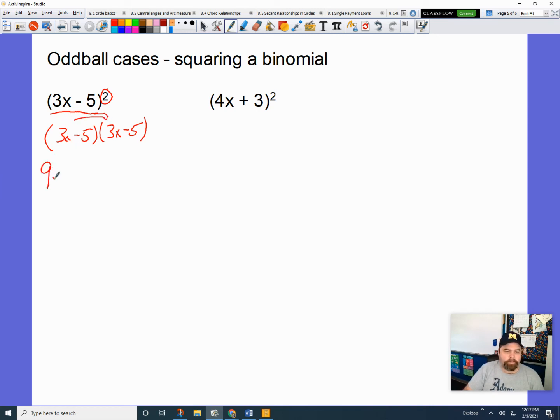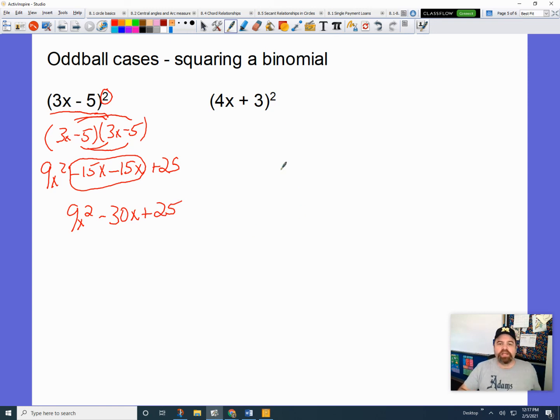9x squared. 3x and negative 5 is negative 15x. Minus 15x again when I multiply the negative 5 and the 3x. And then lastly, a positive 25 because I'm taking a negative times a negative. The 2 in the middle, negative 15x, negative 15x, those do not cancel. They add together. So 9x squared minus 30x plus 25.